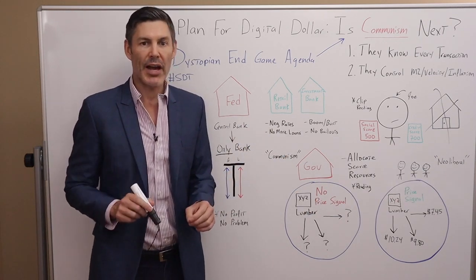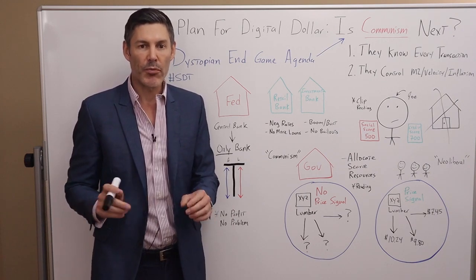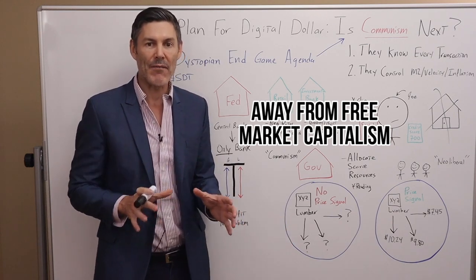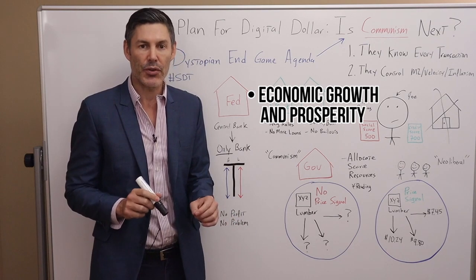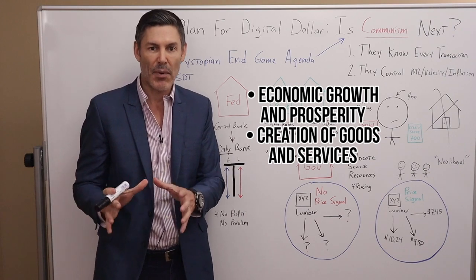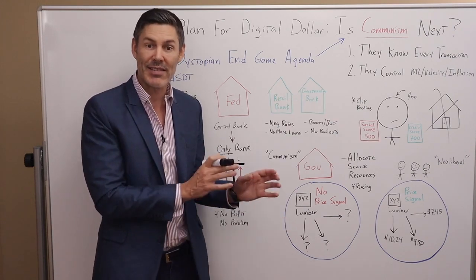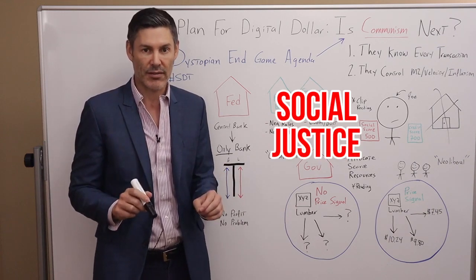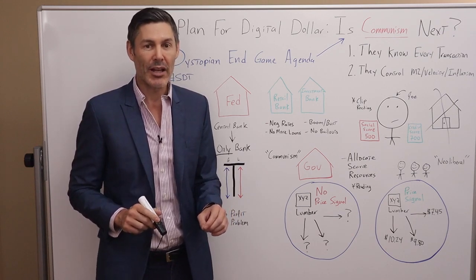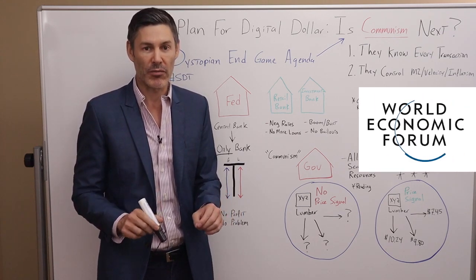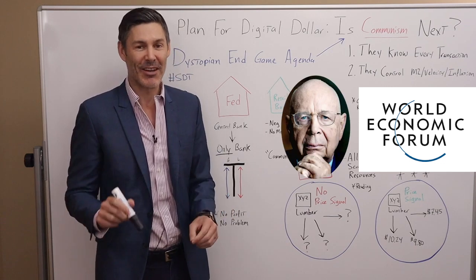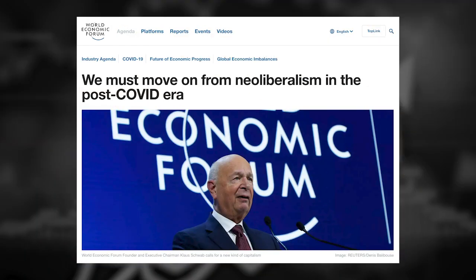And you know as well as I do, all of these global elites want to move away from free market capitalism. They want to move away from the emphasis being on economic growth and prosperity, the creation of goods and services, and they want to take that spotlight and put the priority instead on social justice. And it's not me just saying it. To show you exactly what I'm talking about, let's go to the World Economic Forum's own website and everyone's favorite global elitist, Klaus Schwab. This headline pretty much says it all.